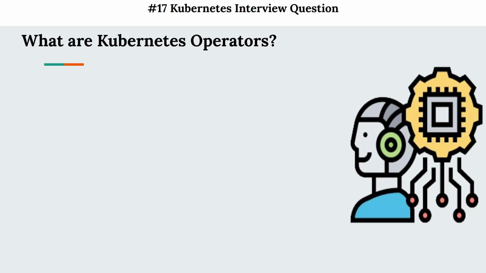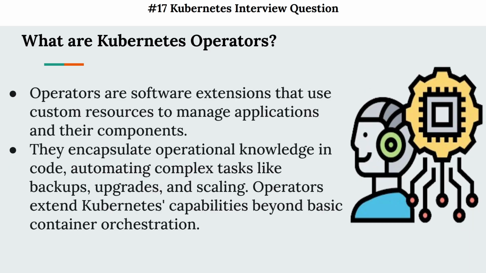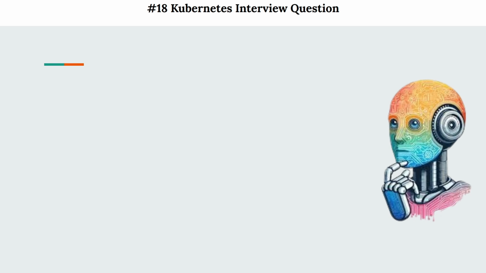What are Kubernetes operators? Let's see the answer. Operators are software extensions that use custom resources to manage applications and their components. They encapsulate operational knowledge in code, automating complex tasks like backups, upgrades, and scaling. Operators extend Kubernetes capabilities beyond basic container orchestration. Let's move to the 18th question.